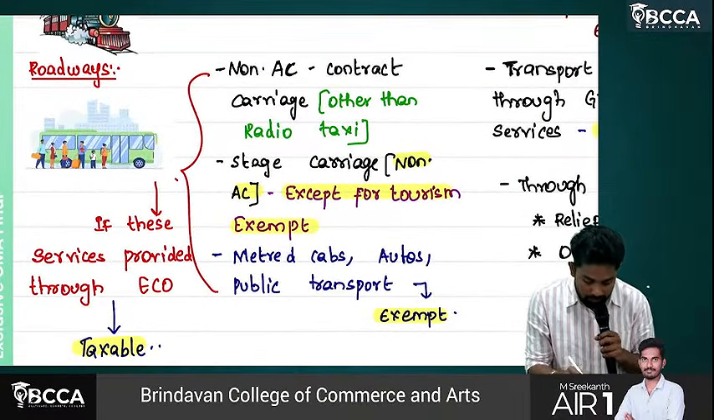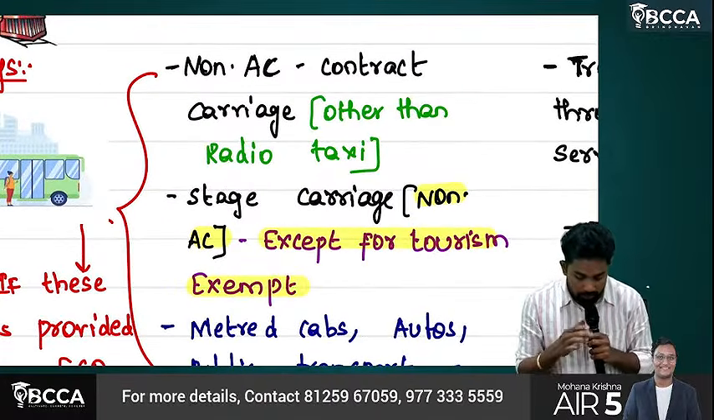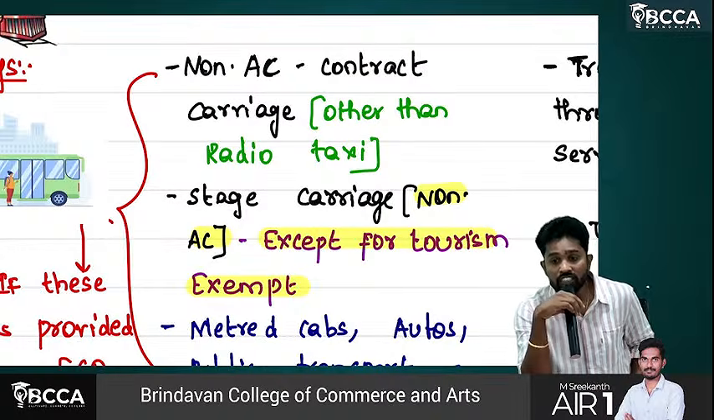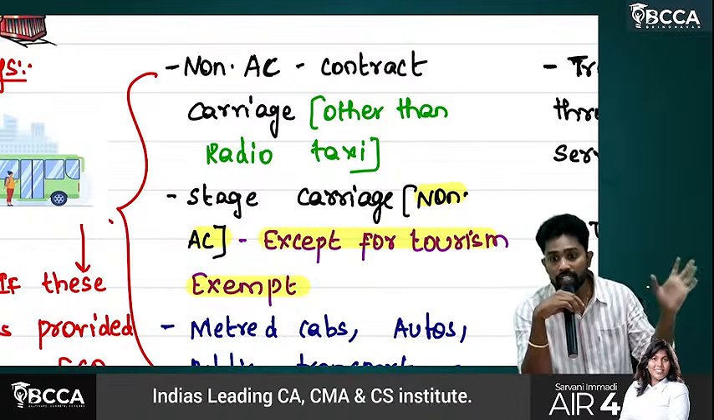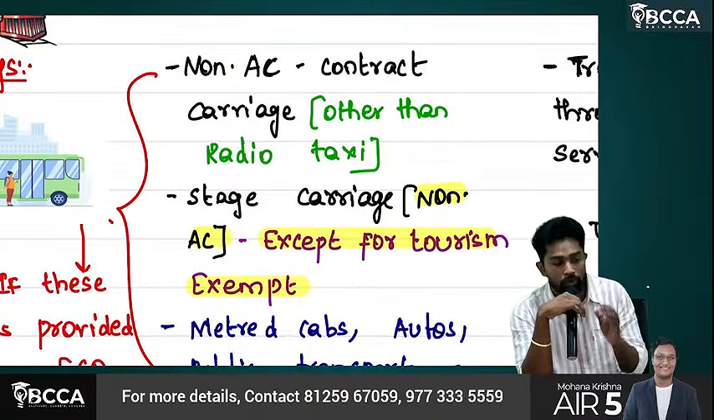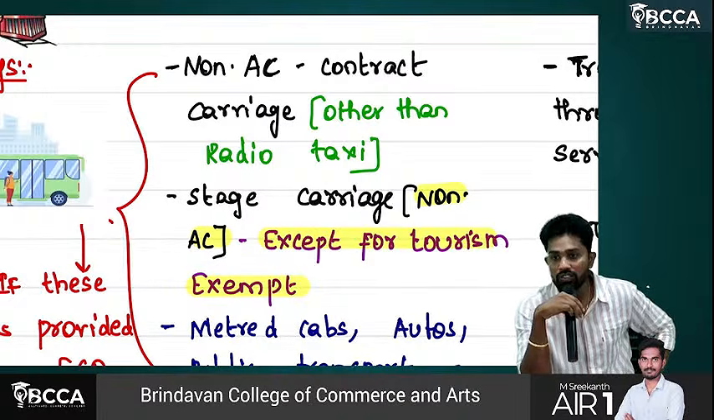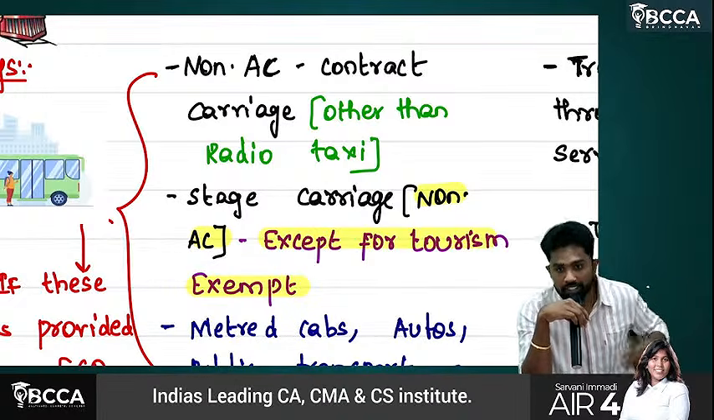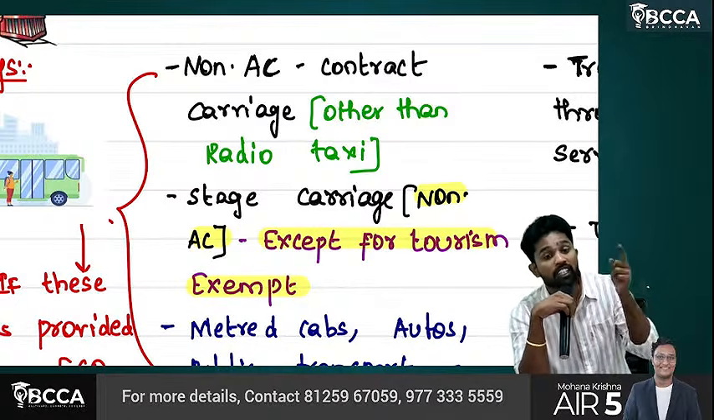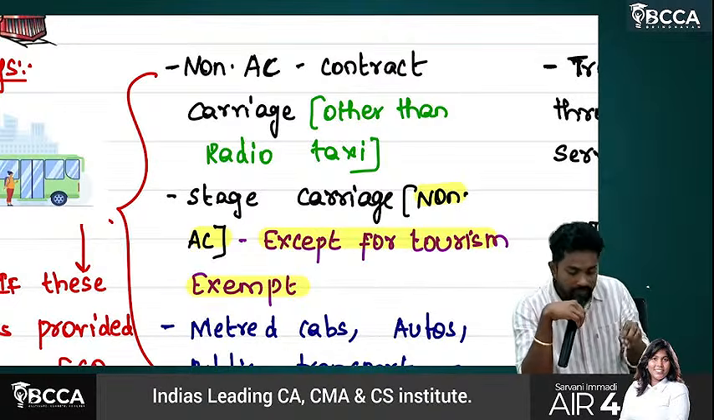Then roadways. Be clear about roadways. Through roadways, the transportation of passengers is through non-AC contract carriage. Sir, you hired an auto and are going from one place to another. Autos, AC or non-AC? Exempted. If any car has been taken that is a non-AC car, exempted. AC car, taxable.